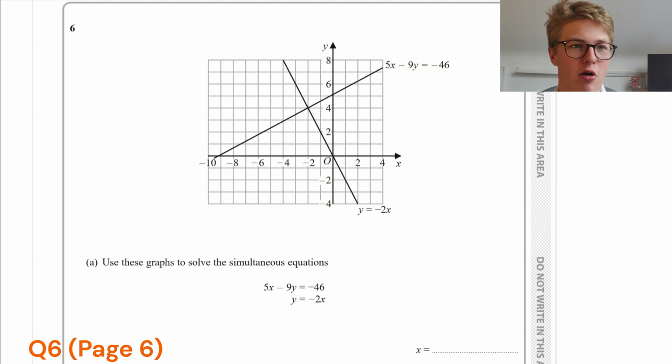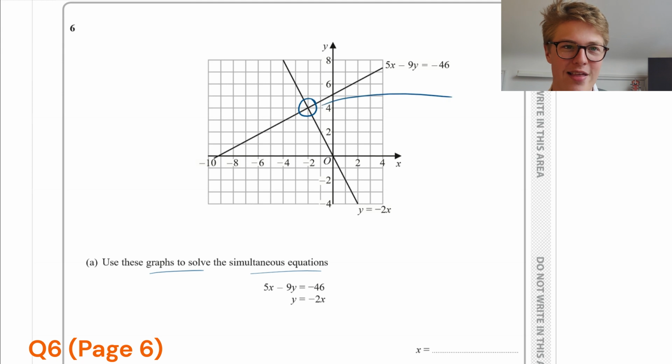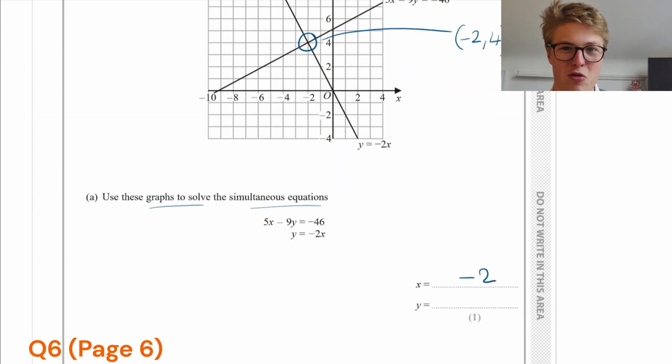Use these graphs to solve the simultaneous equations 5x minus 9y equals minus 46 and y equals minus 2x. So since we're given these in the diagram, we just look at the intersection of these two lines and we end up with minus 2, 4 as our coordinates. Therefore x is minus 2 and y is 4.